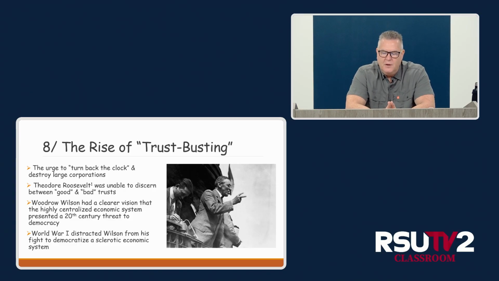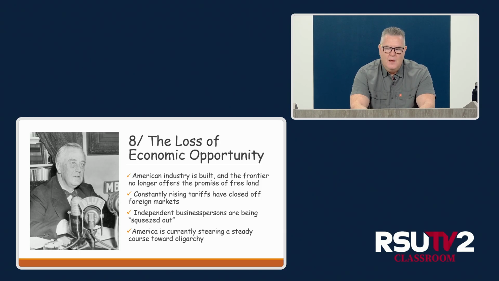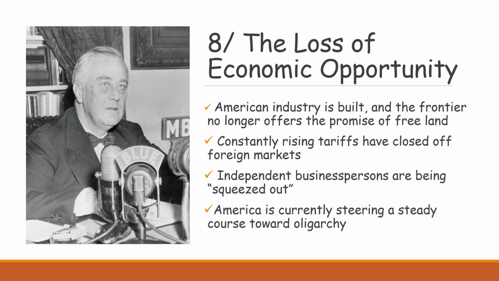Woodrow Wilson had a clearer vision that the highly centralized economic system presented a 20th century threat to democracy. And he basically says World War I distracted Wilson from his fight to democratize what had become a sclerotic economic system, a system that was way too top-heavy and providing way too little opportunity for working-class Americans. And so you have a loss of economic opportunity.